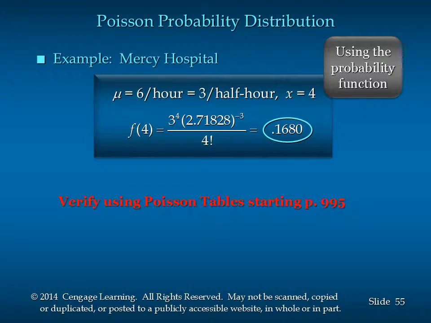So you look across those tables just like you did before. Okay, and so you'll see that the probability that X was equal to 4 is 0.16.